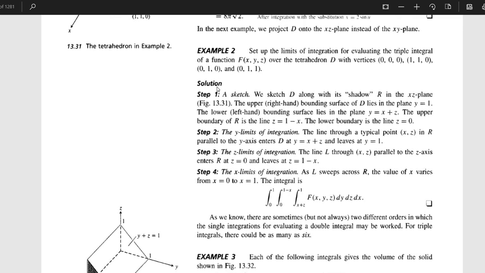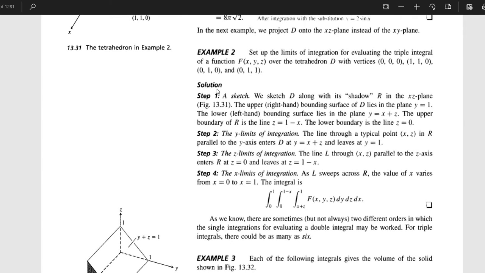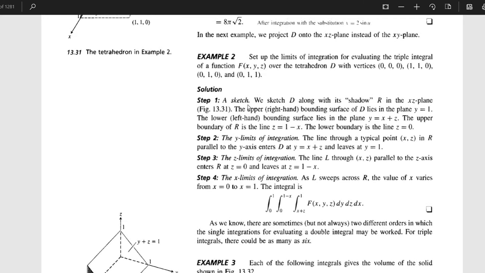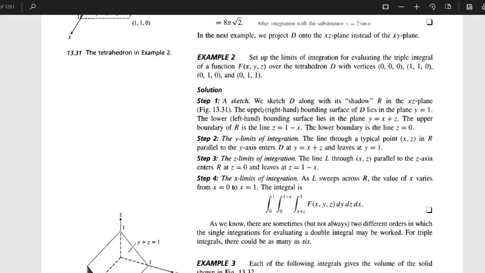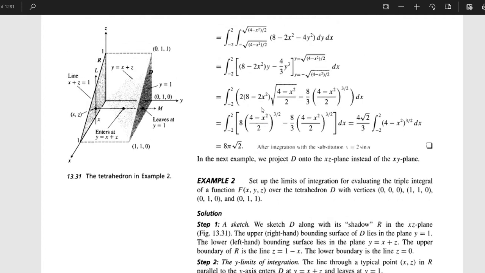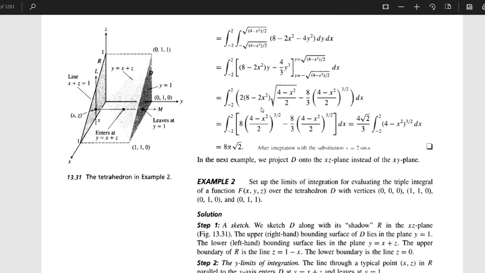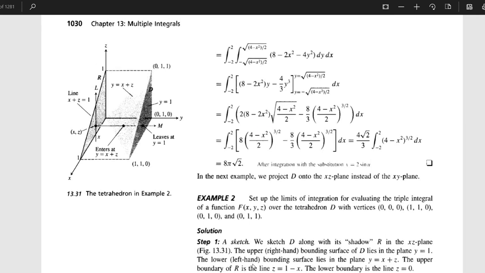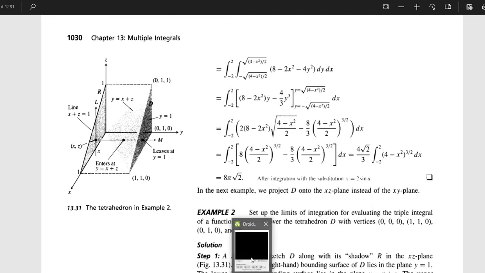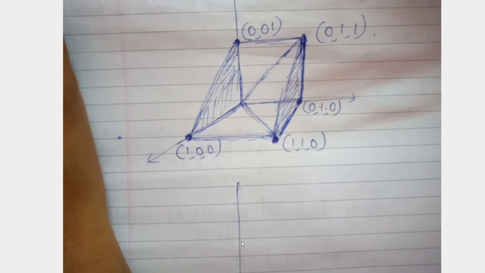Next, in order to find the solution, we need four steps. The first step is to sketch the surface D. Then how do we sketch this? That is what we are going to do.